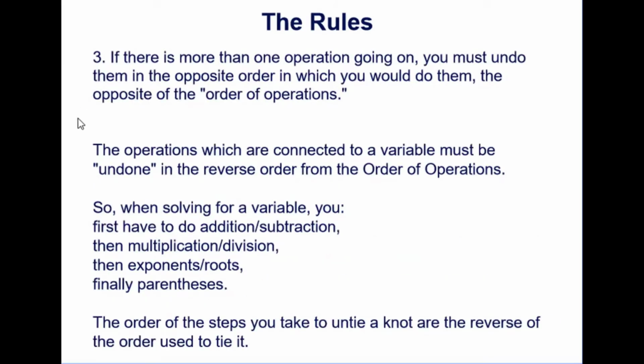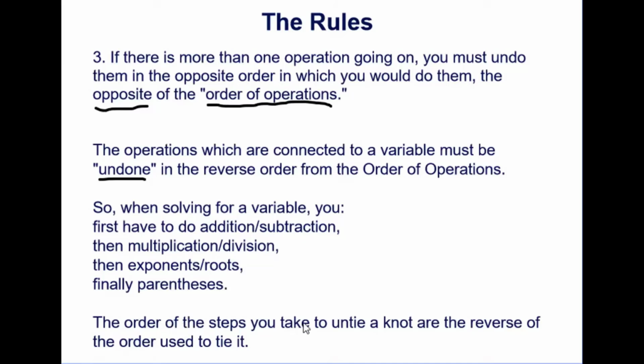The third rule is if there is more than one operation going on, you must undo them in the opposite order in which you would do them, the opposite of the order of operations. So the operations which are connected to a variable must be undone in the reverse order of the order of operations. Remember, order of operations was with PEMDAS or GEMDAS. So when you're solving for a variable, you first have to do the addition, subtraction, then multiplication, division, then exponents, then parentheses. So it looks like the opposite of PEMDAS.